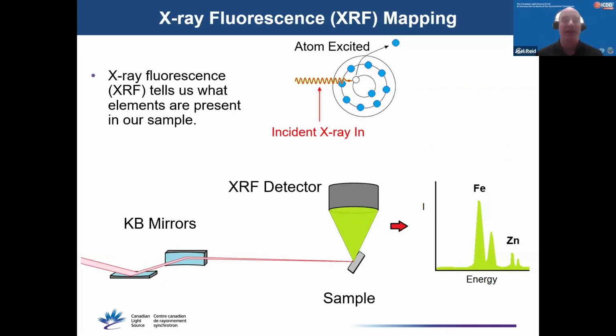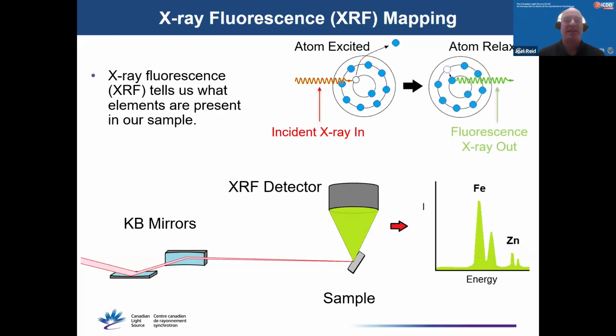Hopefully everyone is familiar with X-ray fluorescence, where we excite atoms with incident X-rays, and they emit characteristic X-rays that allow us to identify the individual atoms within the sample. The beauty of the synchrotron is the available intensity is so high that we can focus the beam down to a small spot, and we can raster the sample in the beam to produce a map of the elemental composition, something like this.